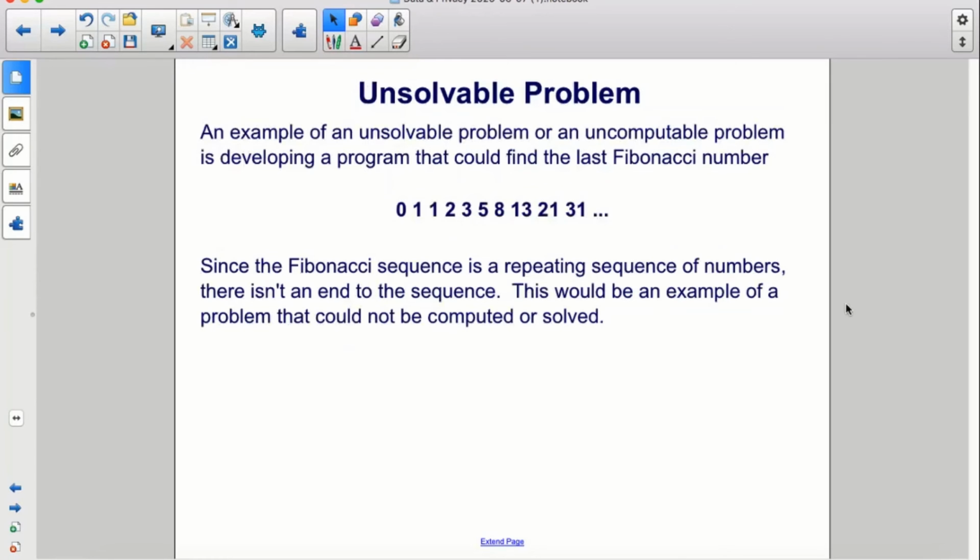An example of an unsolvable problem or an uncomputable problem is developing a program that could find the last Fibonacci number. Since the Fibonacci sequence is a repeating sequence of numbers, there isn't an end to the sequence. This would be an example of a problem that could not be computed or solved.